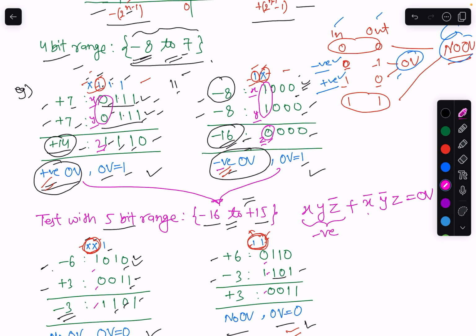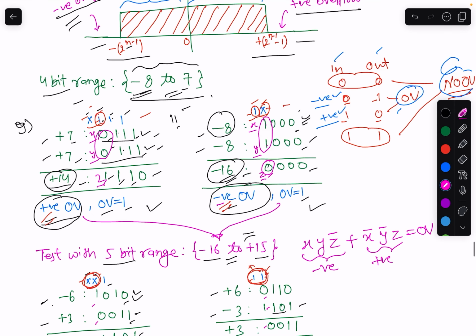If z is 1, then this is positive overflow. So this is how: if we know the in and out carry, we can find overflow. Or if we know the MSBs of these operands and result, we can also find the overflow. So these first and second concepts are very important for the overflow.